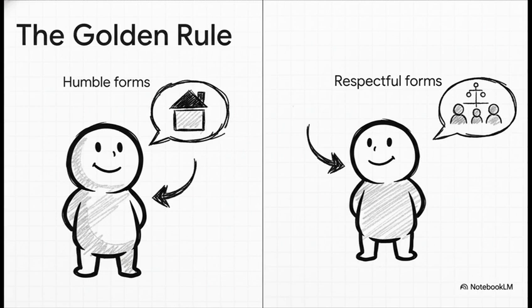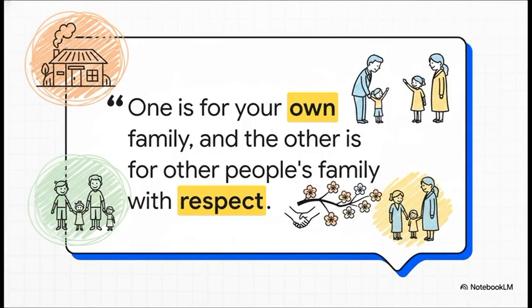This all ties back to a huge cultural concept in Japan called uchi soto, which basically means inside-outside. Your family is your uchi, your inside group, so you talk about them humbly. Everyone else is soto, or outside, so you show them respect by elevating them and their family. It's brilliant, really. And honestly, this quote just says it all, perfectly and simply. One is for your own family members, and the other is for other people's family members with respect. Couldn't have said it better myself.